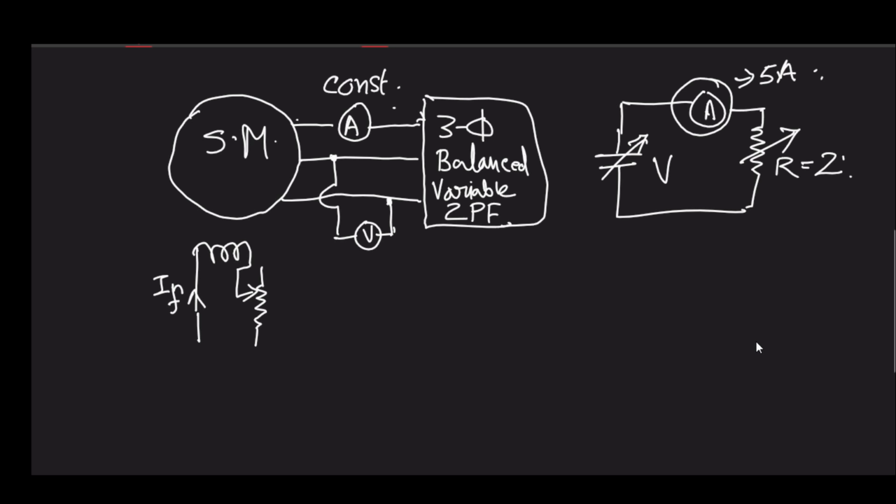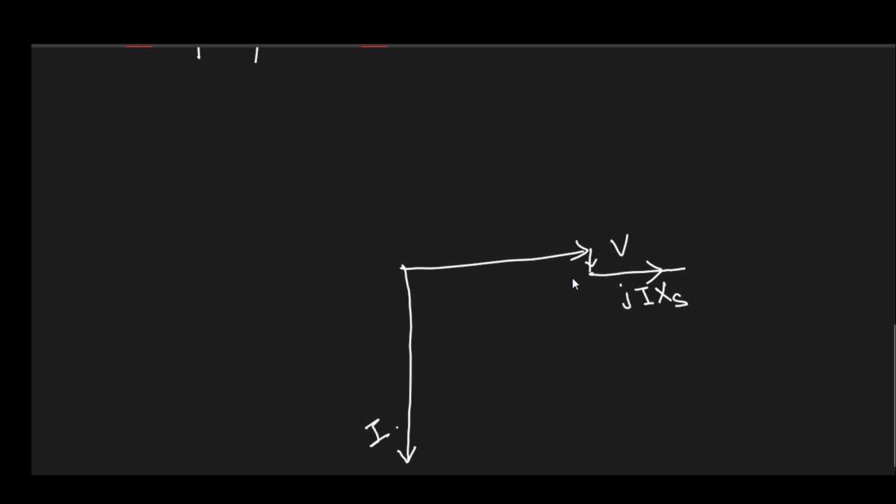Now in this zero power factor characteristics, we will vary this, and the phasor diagram, if you ask me to draw, is a very different type of phasor diagram you will get. If this is your V, this is your I, then you will have your I R and a considerable amount of j I X A.